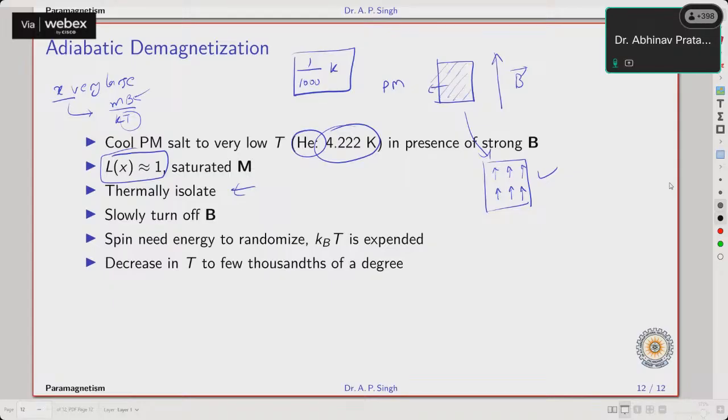In today's class, we discussed paramagnetic material, and I told you how you can achieve temperatures very, very close to 0 Kelvin, which are required to realize many of the nanomaterials or the materials which are working for the quantum technologies. So in that sense, you have that application of paramagnetic materials.